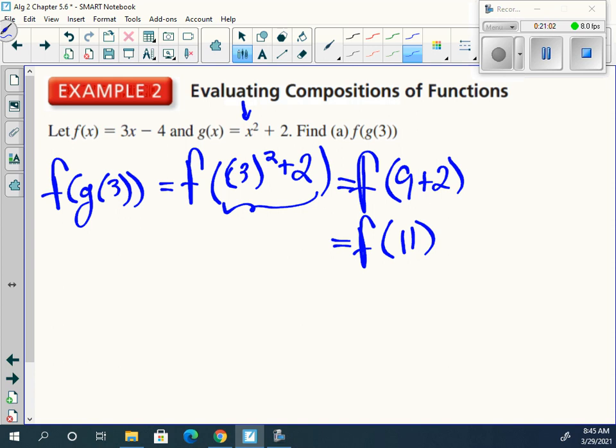Now we have f of 11. So what are we going to do? We're going to plug 11 into our f of x because we have f of 11. So in f of x, every place there's an x, we're going to plug 11 instead, which would give us what?